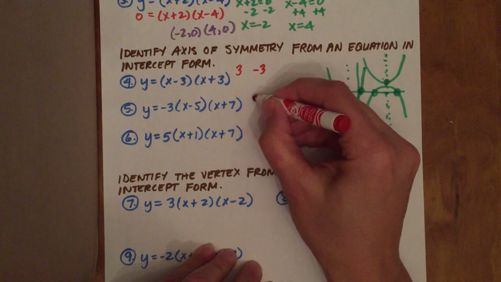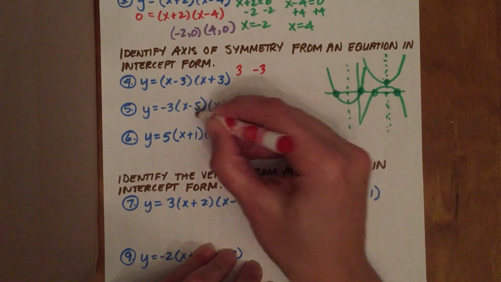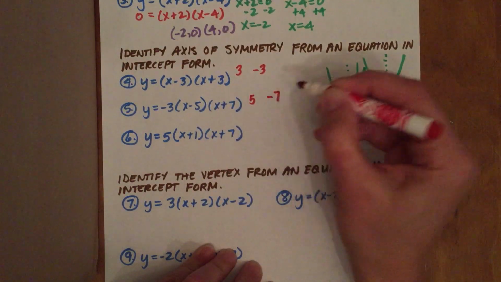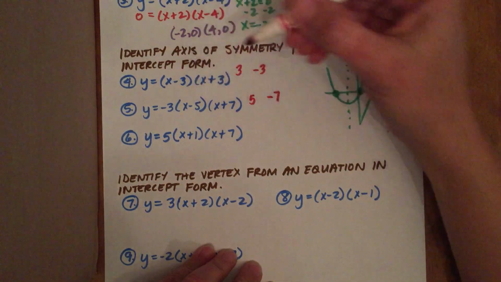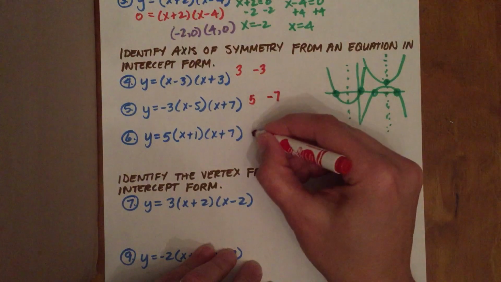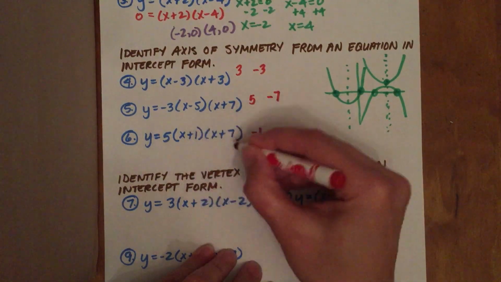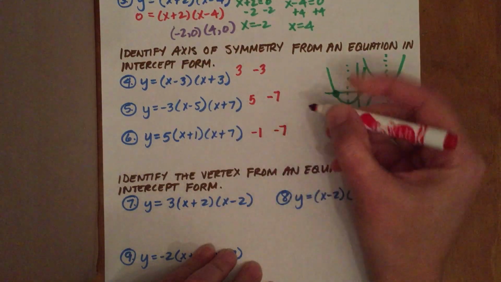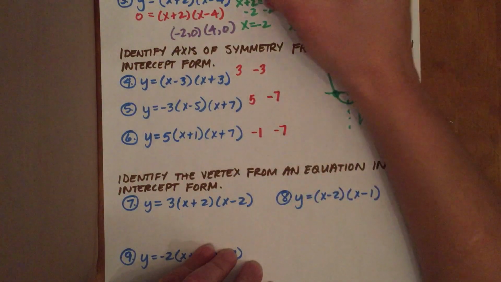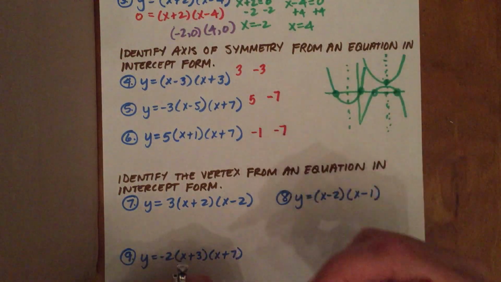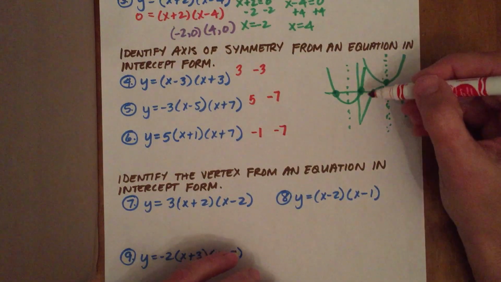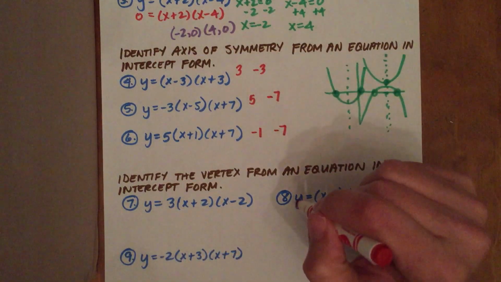Number 5, my intercepts are going to be +5 and -7. You may have realized the pattern by now. It's always the opposite of what's inside. So the next one is going to be -1 for this factor and -7. So those are my intercepts. I didn't write them out in intercept form like I did at the top. But what do I do with these? Well, I know my axis of symmetry is going to be exactly halfway between these.